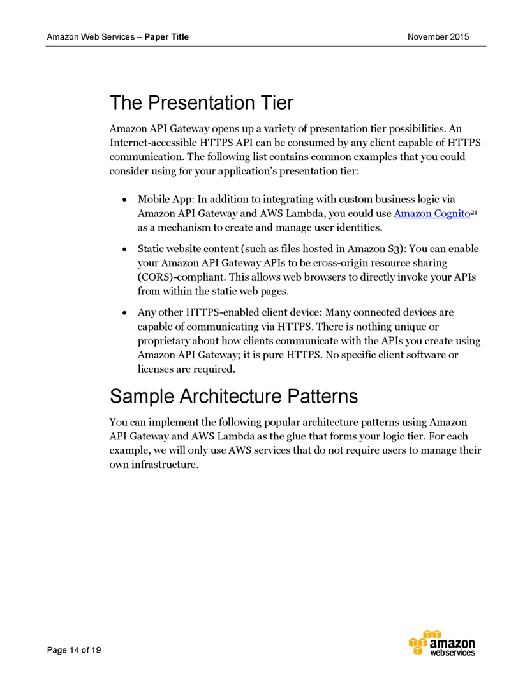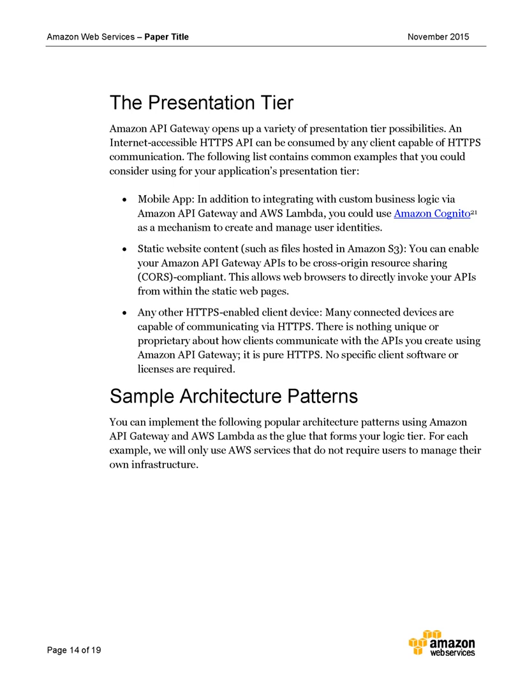Any other HTTPS-enabled client device. Many connected devices are capable of communicating via HTTPS. There is nothing unique or proprietary about how clients communicate with the APIs you create using Amazon API Gateway. It is pure HTTPS. No specific client software or licenses are required.